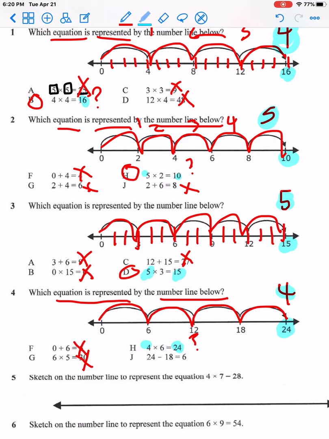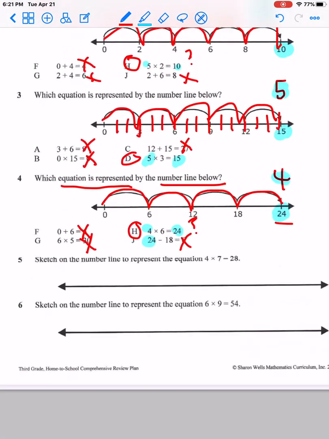Letter J. 24 minus 18 equals 6. Well, I see 24, but where's my 4? No, that is not what I'm looking for because it equals 6. That's not the final number I'm looking for. That was a 24. H equals 24. So my answer is letter H.